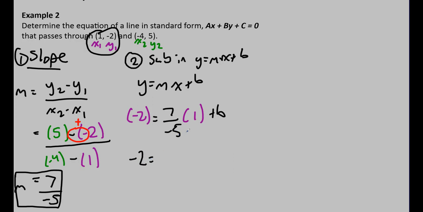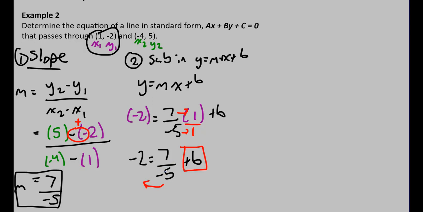7 over negative 5 times 1 is the same as multiplying it by 1 over 1. So I do this straight across for multiplication. 7 times 1 is 7. Negative 5 times 1 is negative 5. And then I got my b value here. And again, I want b by itself to solve for it, so I have to bring this over to the other side.